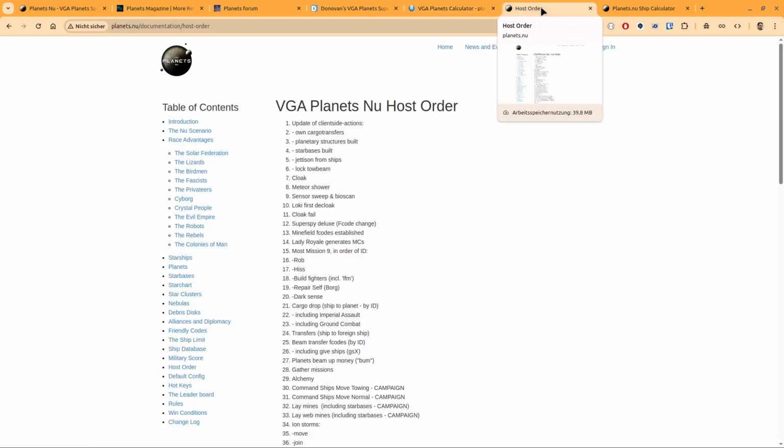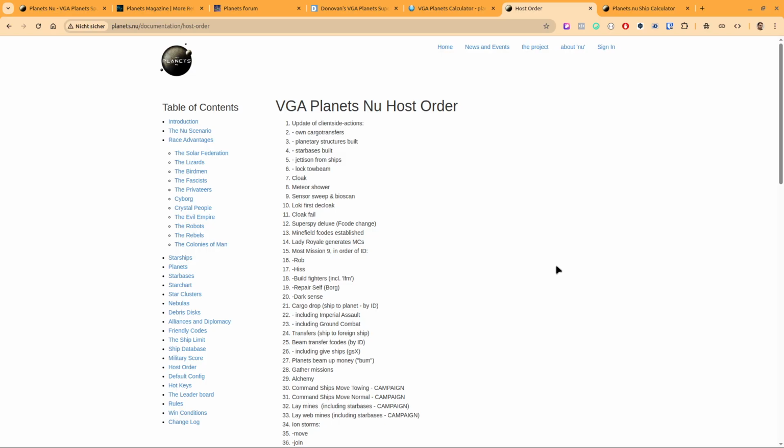Then one of the most important ones ever is the so-called planets.nu host order. Now, what is a host order? Like in chess, as I told you, planets.nu is like a game of chess where 11 players make their move simultaneously. In reality, it's not 100% simultaneously, right? It will try to calculate and balance, because you can't just say, okay, because this person moved first, his ship will fly first. That's not how it works. But it tries to balance what everyone did.